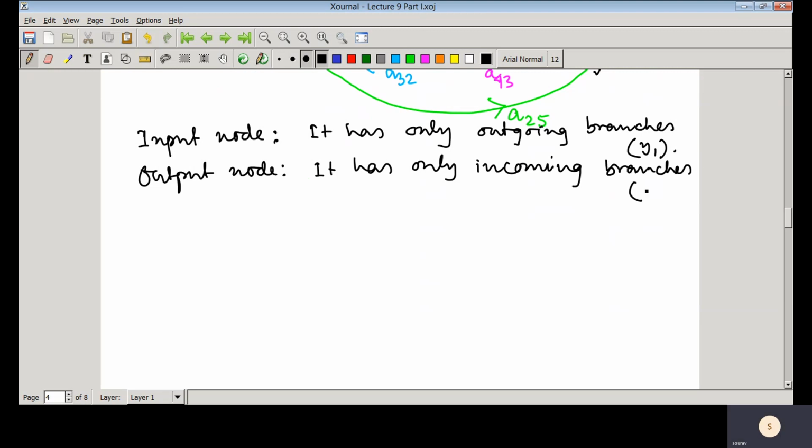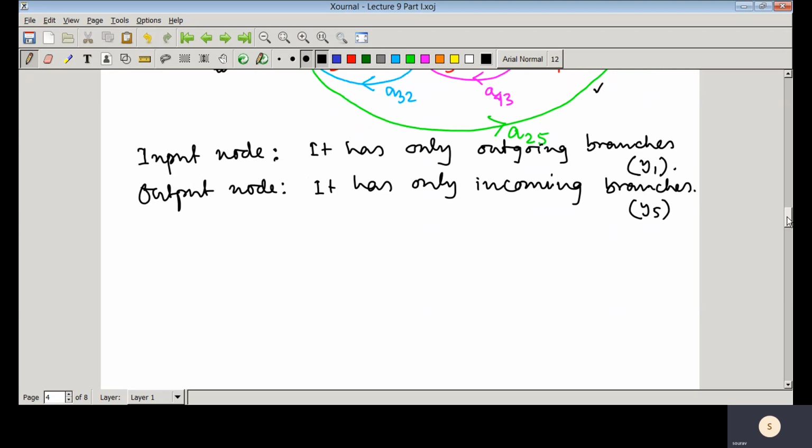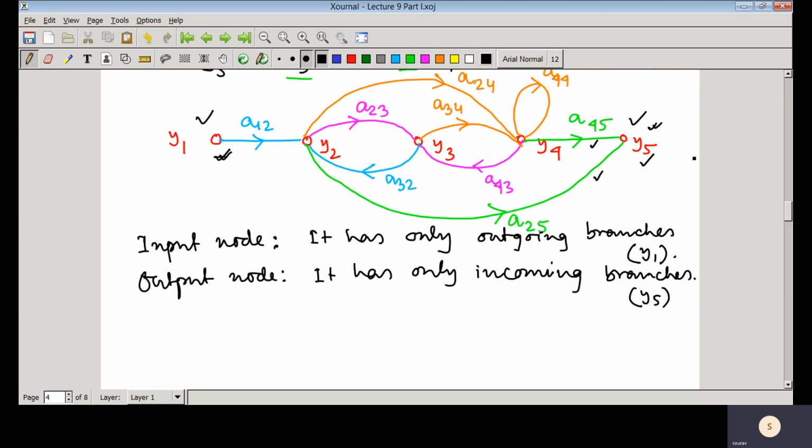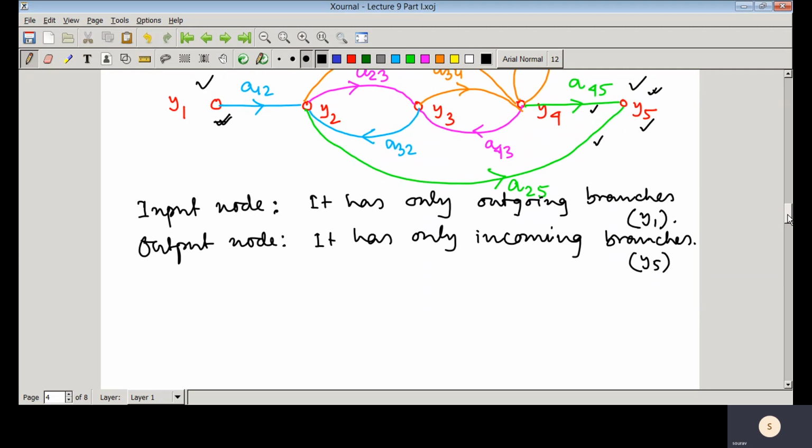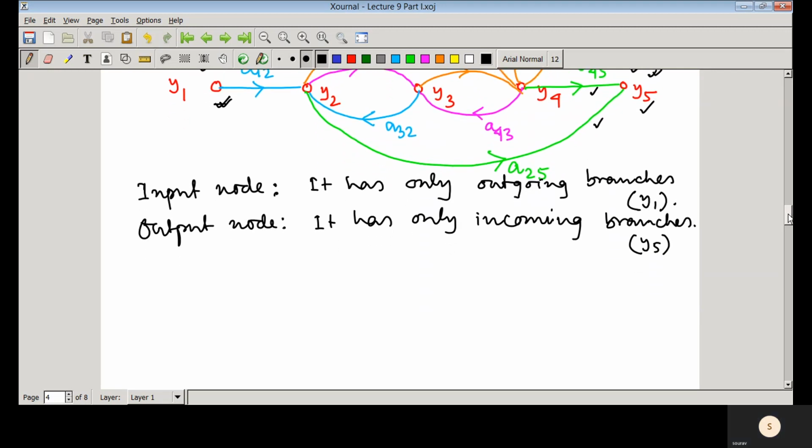It has only incoming branches. So in the above signal flow graph, you can see that Y5 is the output node. Now there is one interesting thing. That means we can make any non-input node as an output node. Let us see what that is.